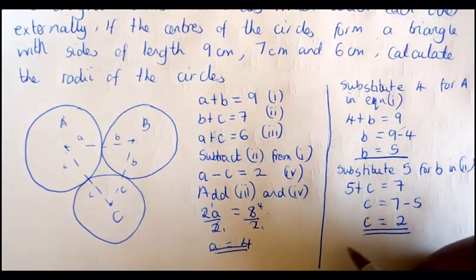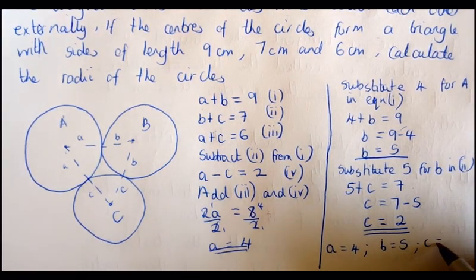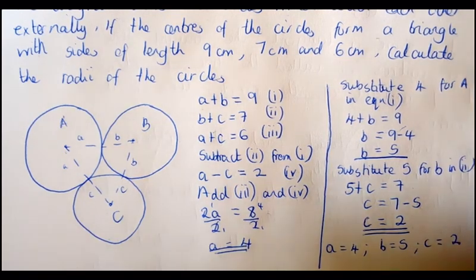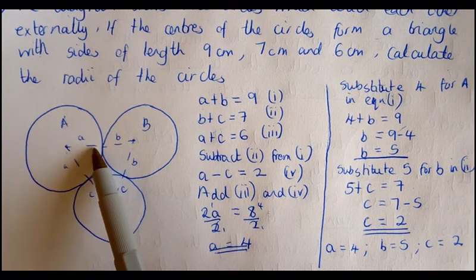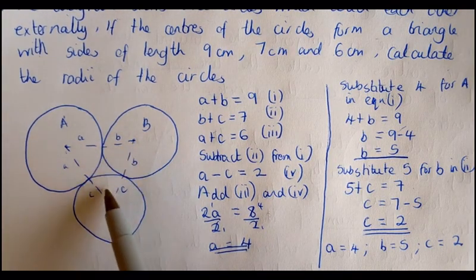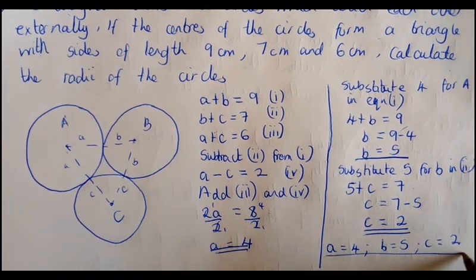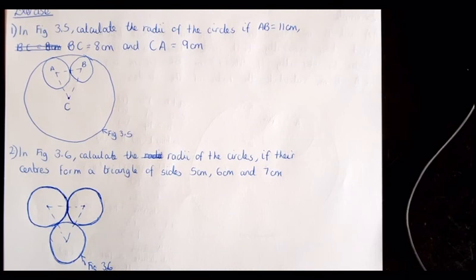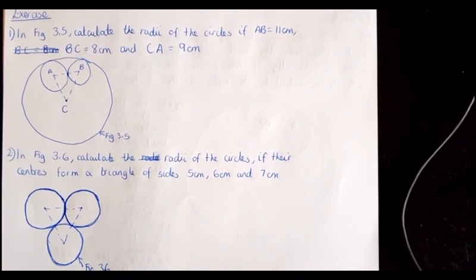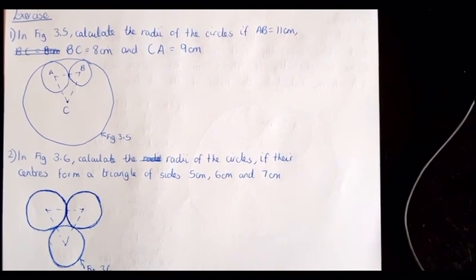Now we have our A, B, and C. A being 4, B being 5, and C being 2. We have calculated the radii. The radius of circle A is 4, the radius of circle B is 5, and the radius of circle C is equal to 2. Now let us proceed to the exercise. Please carry out the exercise that is on the screen and check out the solution thereafter.